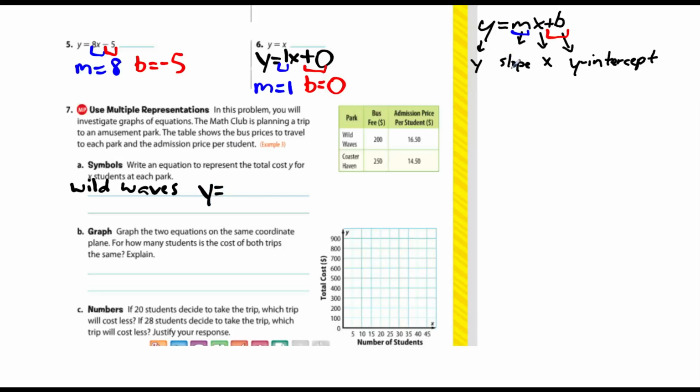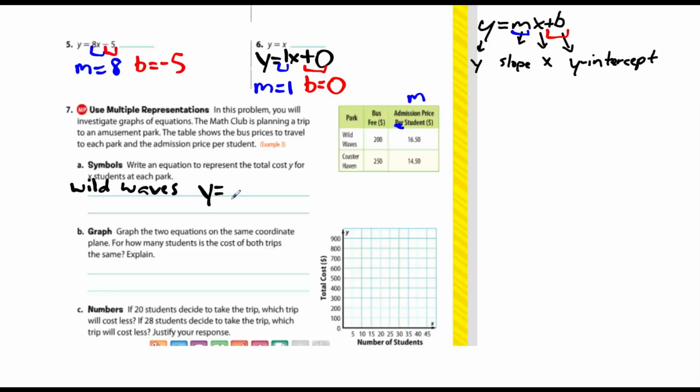Now m, slope, means rate of change. So if we have a bus fee and an admission price per student, which of those represents a rate of change? Well, we see this word per student. That's for each student. So this is what changes depending on the number of kids. So this gets to be our slope. This is going to be m.